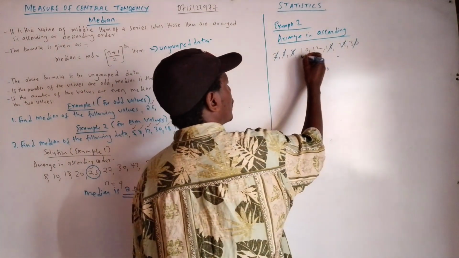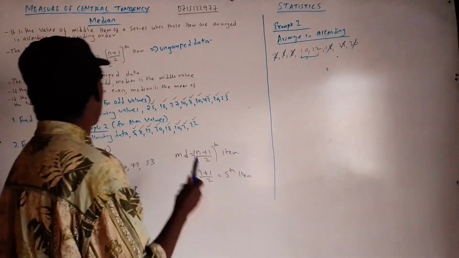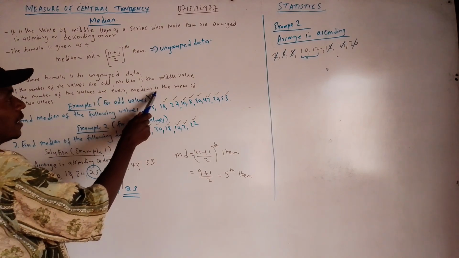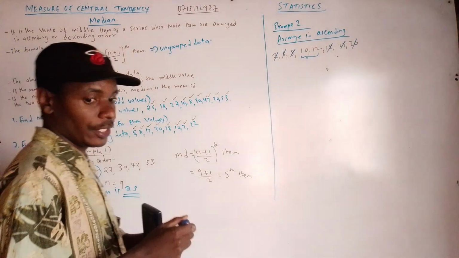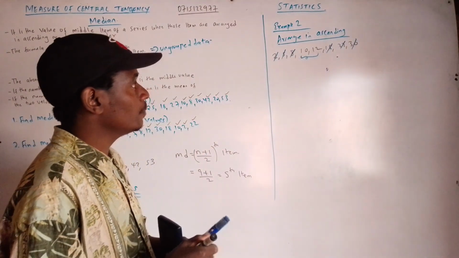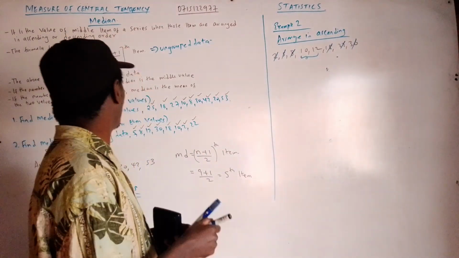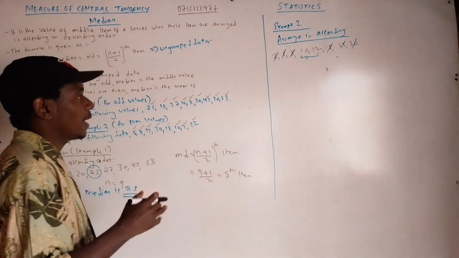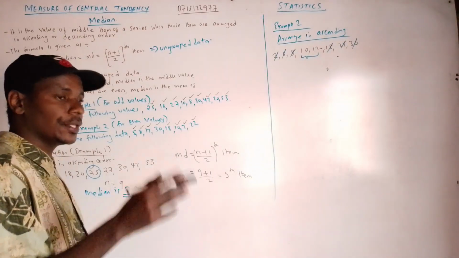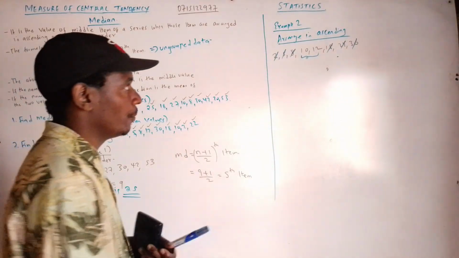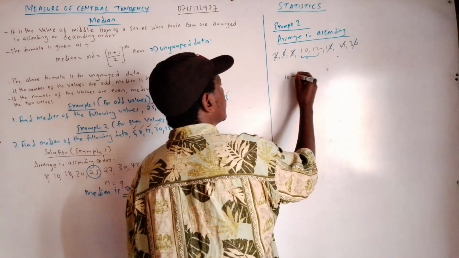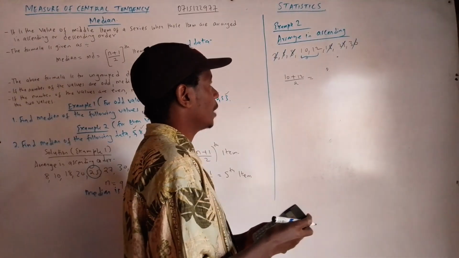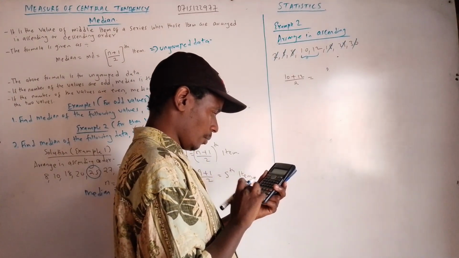Then we are remaining with the 2 values. We said if the number of values is even, the median is the mean of the 2 remaining values. So which 2 values? 10 plus 12 divided by 2. That one becomes our median. So 10 plus 12 divided by 2, that is 11.